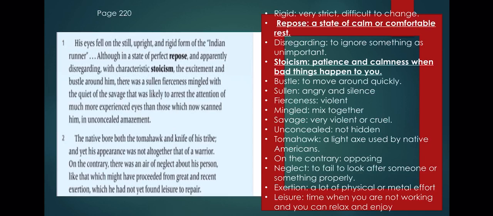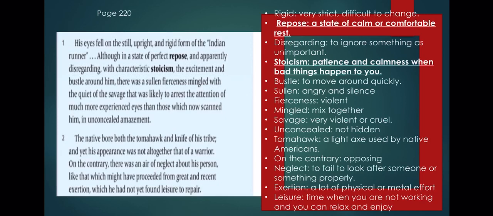The native bore both the tomahawk and knife of his tribe, and yet his appearance was not altogether that of a warrior. On the contrary, there was an air of neglect about his person, like that which might have proceeded from great and recent exertion, which he had not yet found leisure to repair.